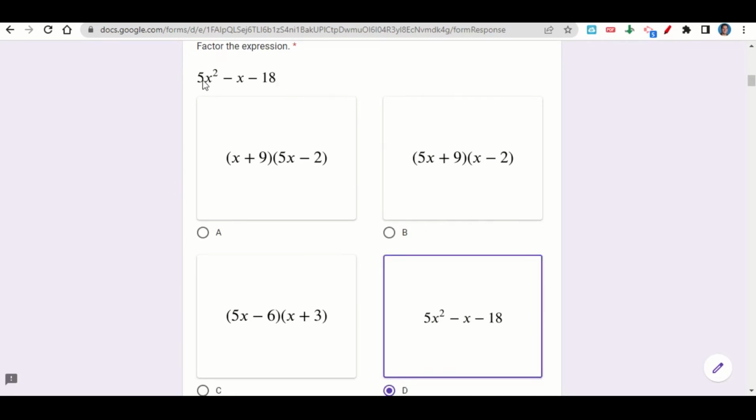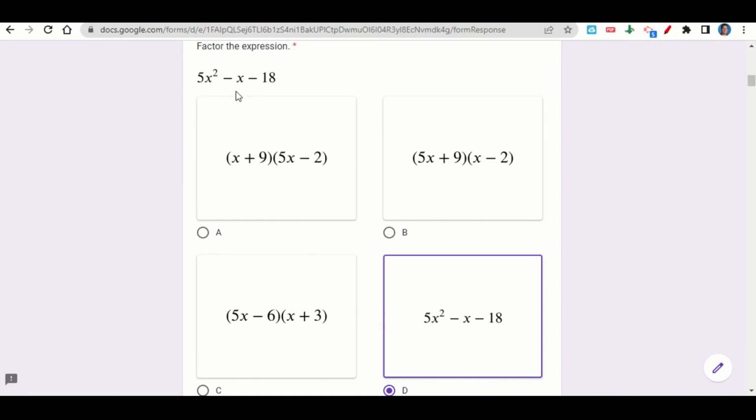And then we need two numbers that multiply to get negative 18. So we have, for instance, 9 and 2 or 6 and 3. Well, we have 6 and 3 and 9 and 2. So all of these are possibilities. But when we do that, we get 5 times 3 is 15 minus 6 is 9, which is not negative 1x. So that one's out. So it can't be this one.